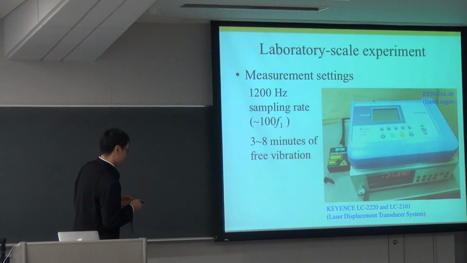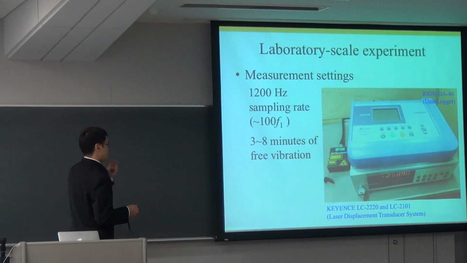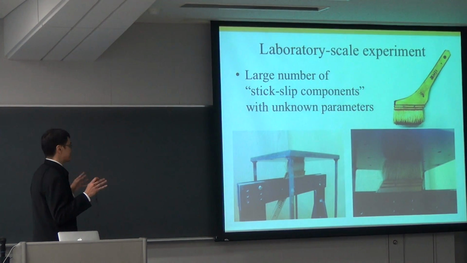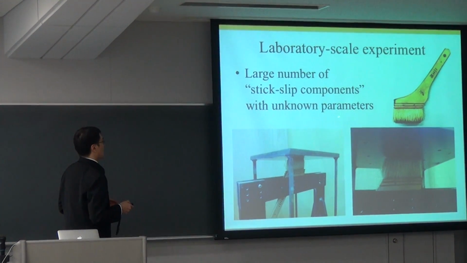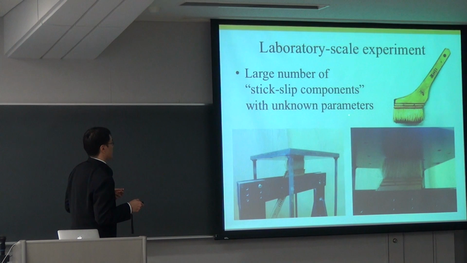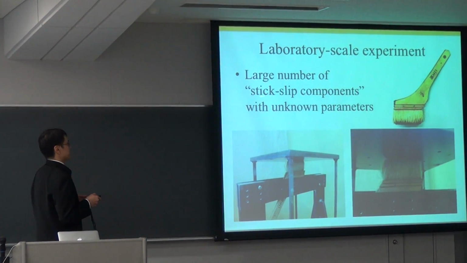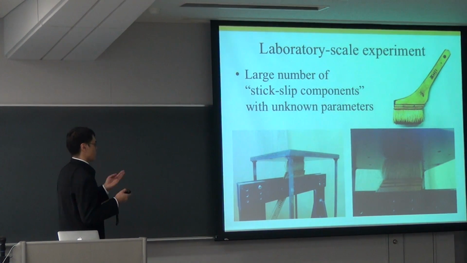And well, anyway, the measurement settings and measurement tools I used. I had a sampling rate of approximately 100 times the first mode frequency and less than 10 minutes of free vibration recording. And this is the stick-slip component I used. Basically, you can imagine this is a brush. It has a large number of brush hairs, and of course it's difficult to establish the... We can estimate some of the parameters, but in fact it's difficult to count the number of essentially stick-slip components. So I introduced that into the system, attached to this relatively rigid attachment, and so under the mass plate, it caused some friction.